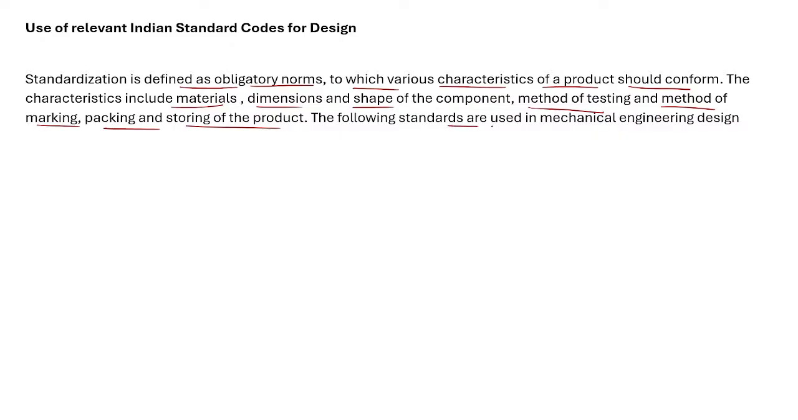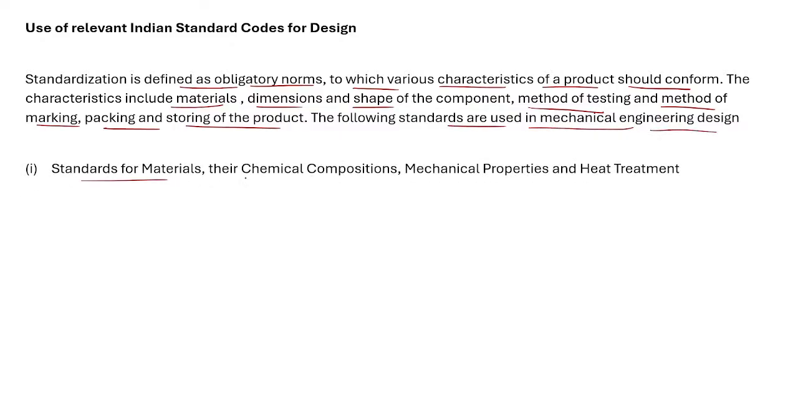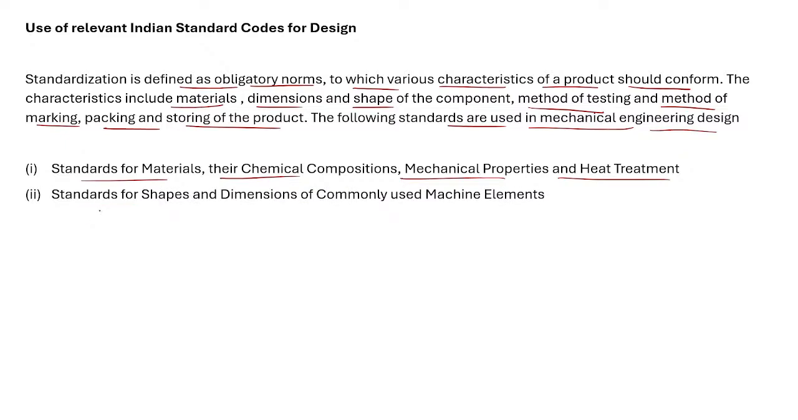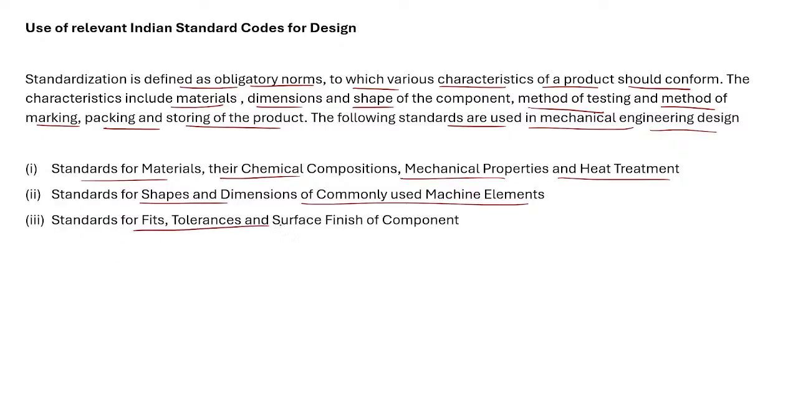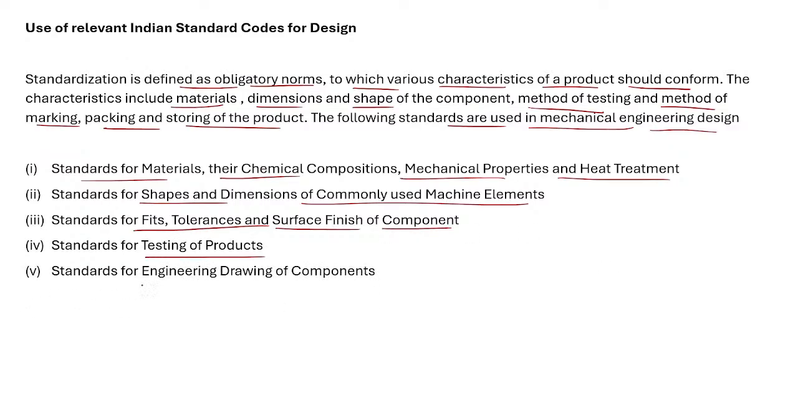The following standards are used in mechanical engineering design. First one is standards for material selection, chemical compositions, mechanical property, and heat treatment. The second is standards for shape and dimensions, commonly used for machine elements. Standards for fits and tolerances, surface finish of the component. Standards for testing of product, and standards for engineering drawing of the components.